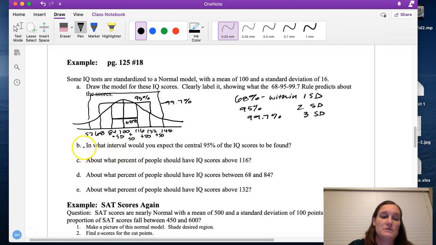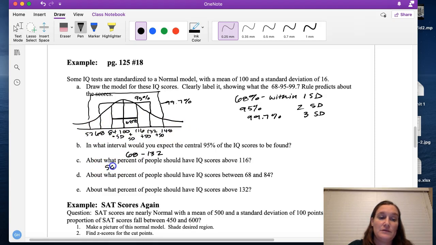You may have to do that for one of these. So B, in what interval would you expect the central 95% to be found? Well, we just labeled it: 68 to 132. About what percent of people should have IQ scores above 116? That's going to be this little space. The whole thing should add up to 100%. To the left of 100 is 50% of the data, because 100 cuts it in half. We want above 116, so we're going to find what's below 116 and then subtract from 100.